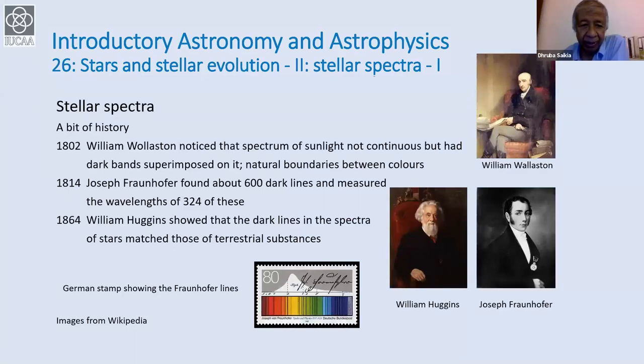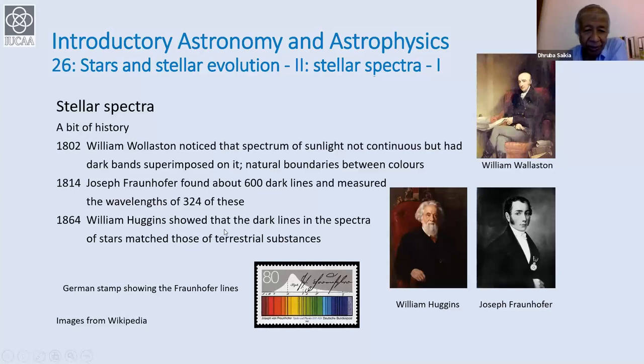After highlighting that, let me tell you a little bit of history. William Wollaston was the one, you would have heard about Wollaston prisms. He noticed that the spectrum of sunlight is not continuous, but has dark bands superimposed on it. There seemed to be a natural boundary between colors. Joseph Fraunhofer found about 600 dark lines and measured the wavelengths of about 324 of these. There's a beautiful German stamp honoring Fraunhofer and his absorption lines in the stellar spectra.